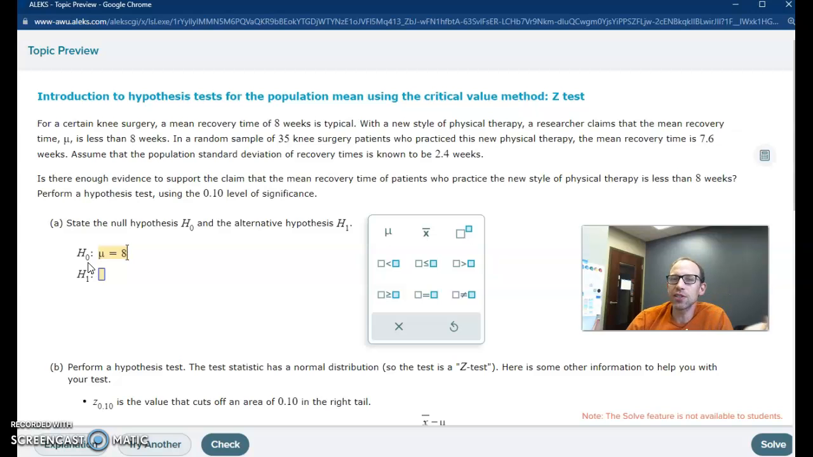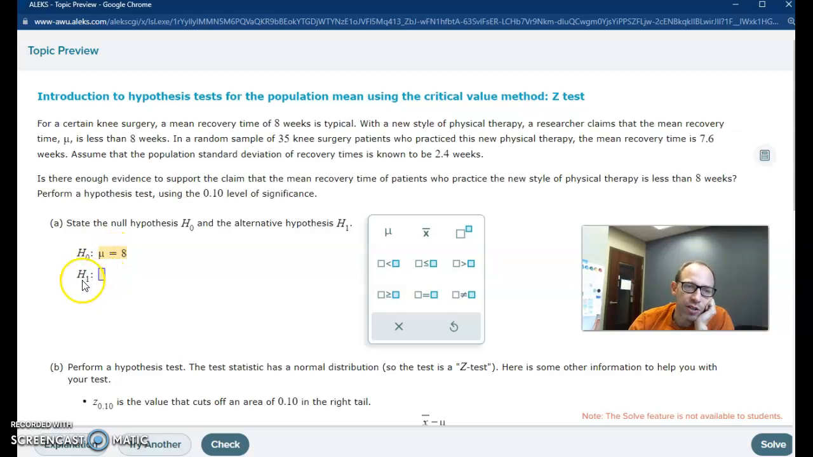That means if this surgery isn't effective, or if it doesn't really lower it below 8, then what's our mean going to be? Now you might argue that it could be greater than or equal to 8, but mathematically, let's just stick with the null always being an equal sign, because that pins us into a very specific distribution. So just always go equal sign in the null.